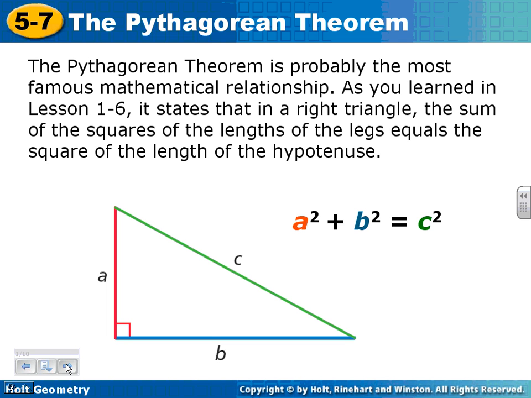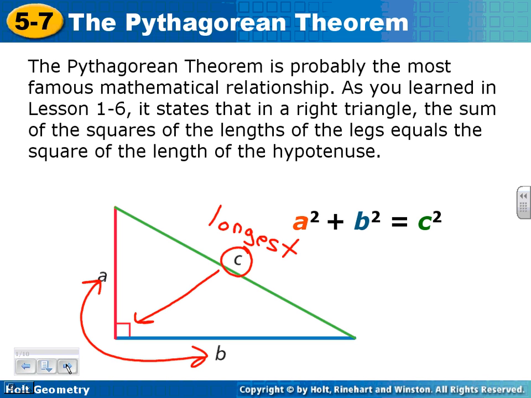The thing to remember is this C is always the longest side. And as far as A and B go, you can actually switch them around if you want to. So A and B don't really matter as long as C is the longest side. And we know it's the longest side because opposite it is the right angle. So A squared plus B squared is C squared.